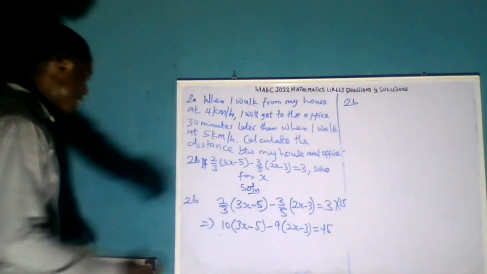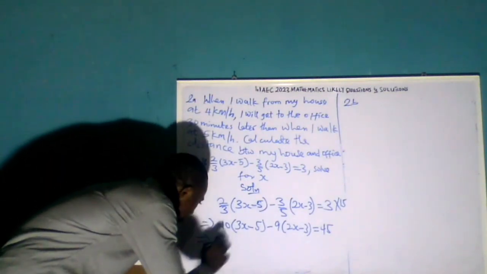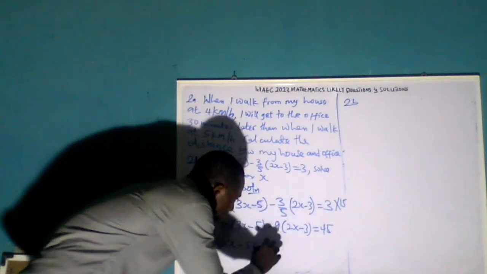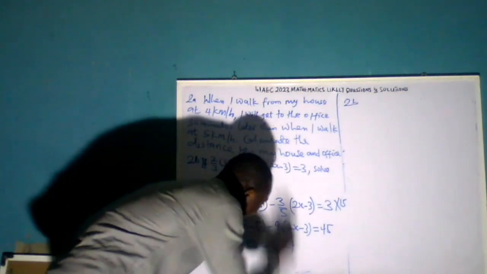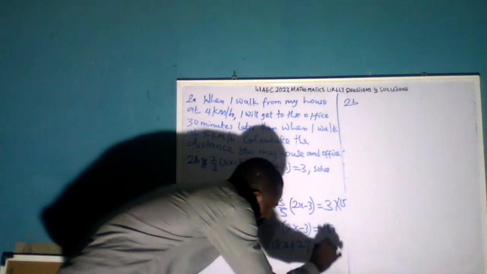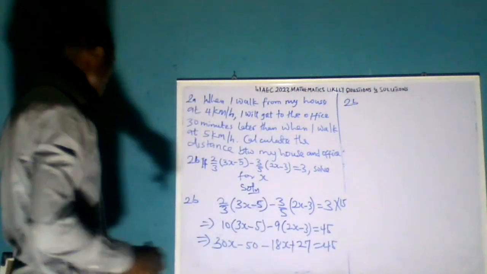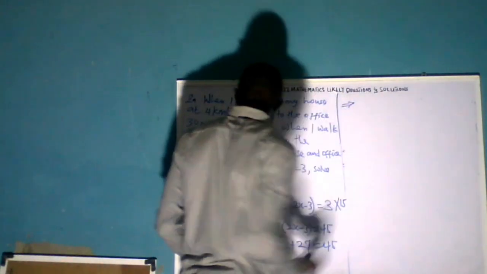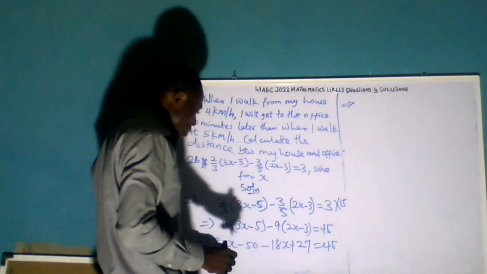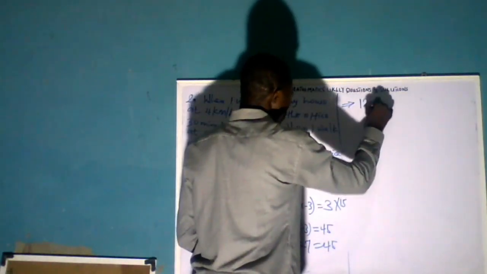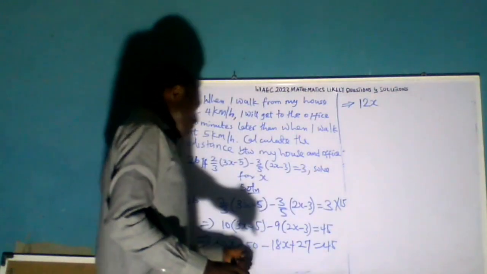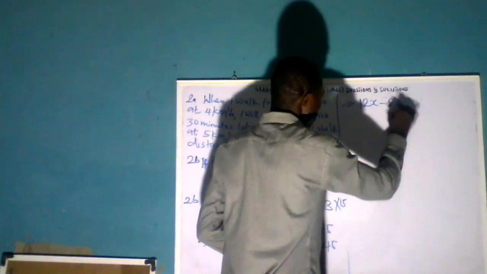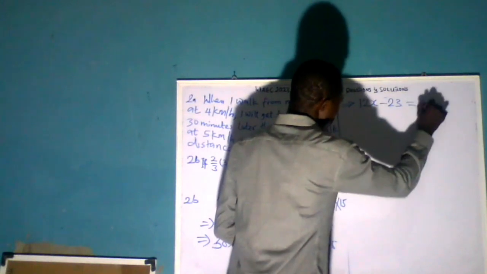Now let's clear up the brackets. And that implies that 30x plus 50 minus 18x plus 27 equals 45. At this level, we can go ahead and collect the like terms. By collecting the like terms, we have 30x minus 18x, that will give you 12x, and 50 plus 27, that will give you 77. So everything equals 45.